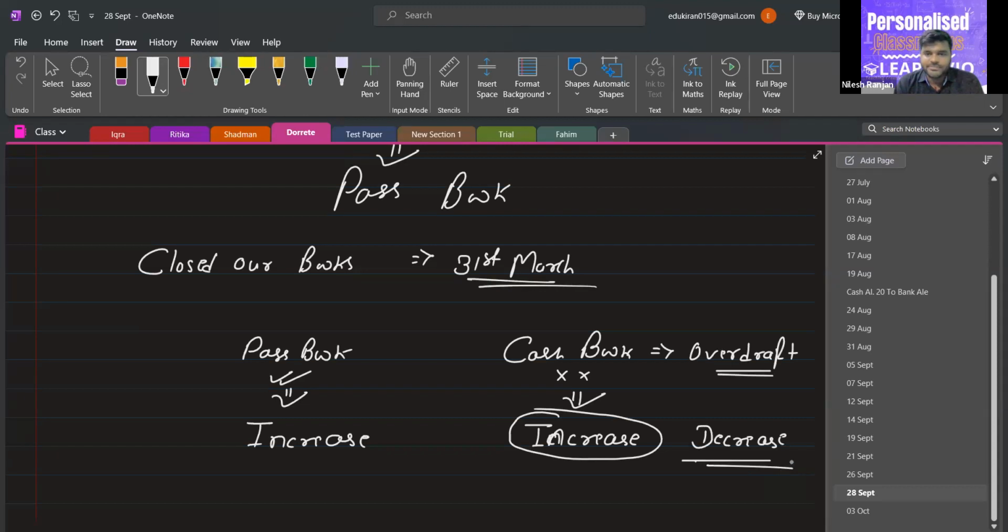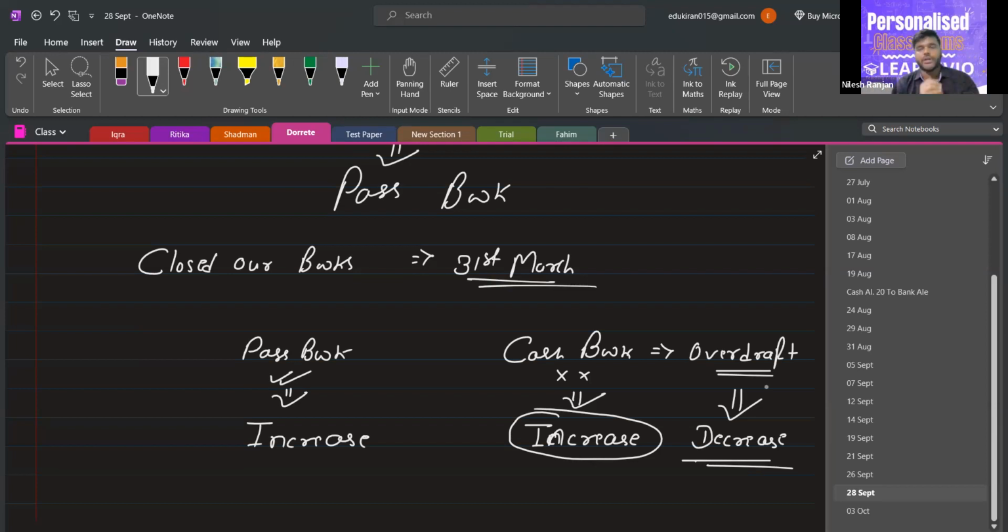Is this clear? Yes, sir. Okay. Now, if you are confused, then you can use your hands to help you. Like this, you have to assume the passbook and cash.